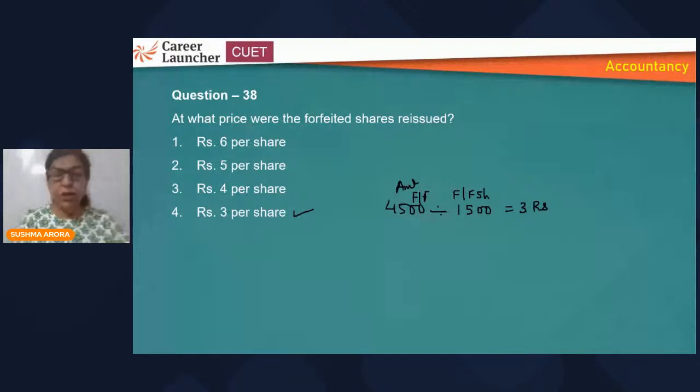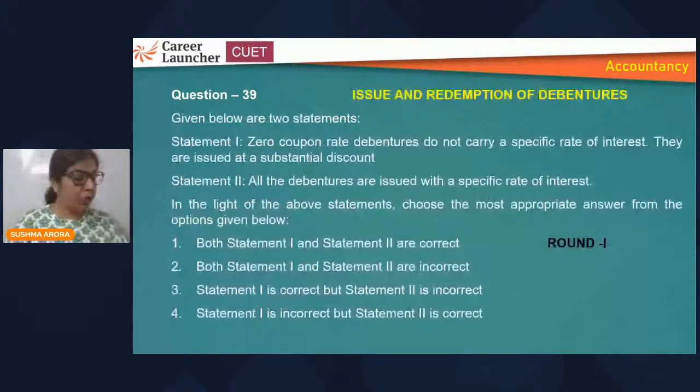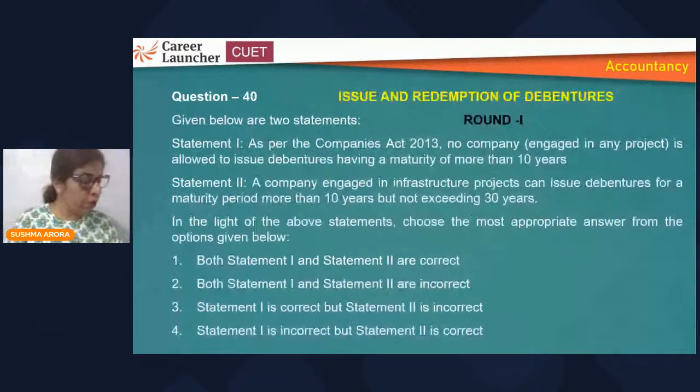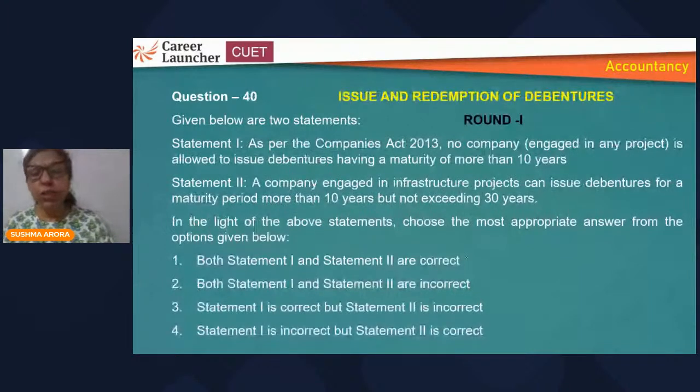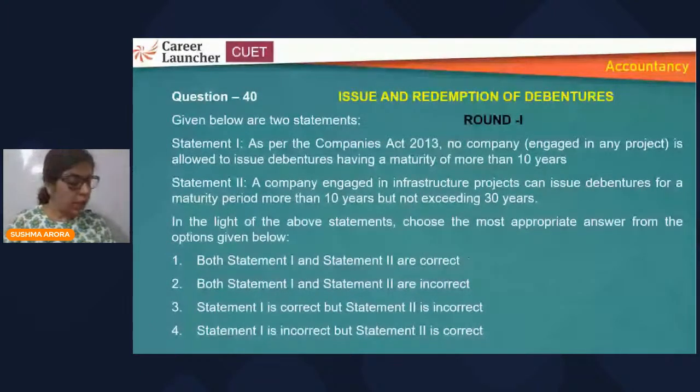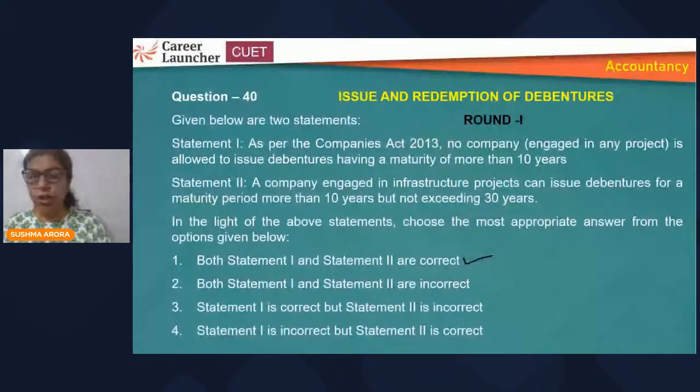Now say zero coupon rate. Don't carry a specific rate? Yes. All the debentures are issued at a specific rate? Yes. Both the statements are correct. Now, question number 40. As per the Companies Act, for debenture redemption, that is to be 10 years. Yes, correct. And that should not exceed 30 years, if the company is in infrastructure. That topic is related with debenture redemption, for making DRR as well. So, option 1 is correct.